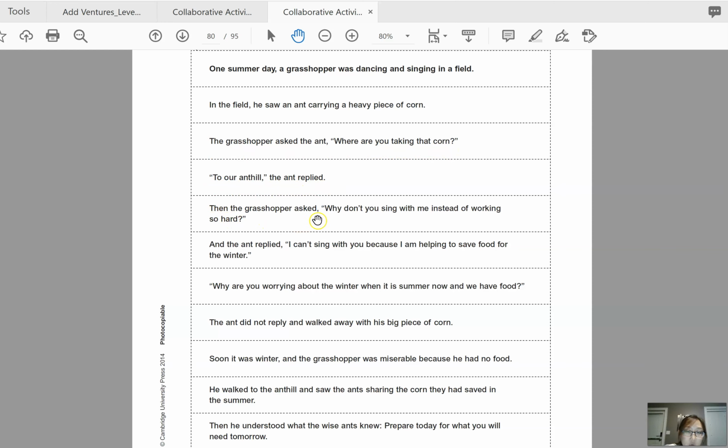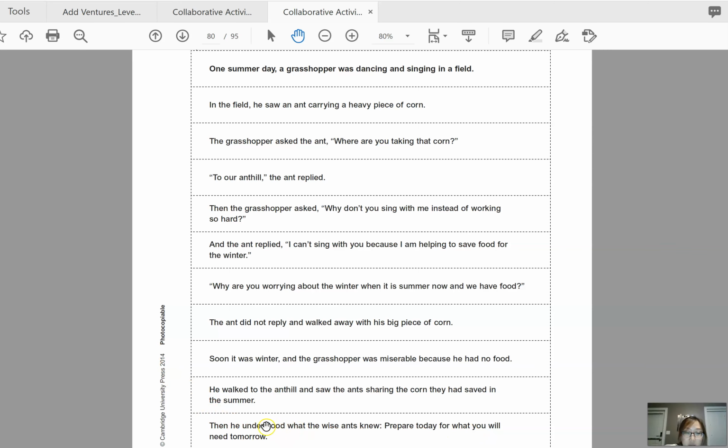Then the grasshopper asked, "Why don't you sing with me instead of working so hard?" And the ant replied, "I can't sing with you because I am helping to save food for the winter." "Why are you worrying about the winter when it is summer now and we have food?" The ant did not reply and walked away with his big piece of corn. Soon it was winter, and the grasshopper was miserable because he had no food. He walked to the anthill and saw the ants sharing the corn they had saved in the summer. Then he understood what the wise ants knew. Prepare today for what you will need tomorrow.